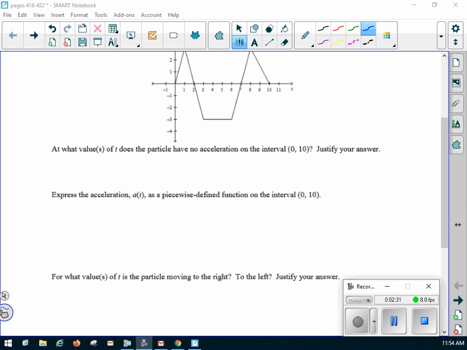At what values of t does the particle have no acceleration on the open interval 0 to 10? No acceleration does not mean zero acceleration. I want you to go back to Algebra 1. There is a difference between a line having 0 slope and a line having no slope. Do you remember that? What kind of a line has 0 slope? Horizontal. A vertical line has no slope because 0 is the denominator. So what this is asking for is where a of t is undefined.